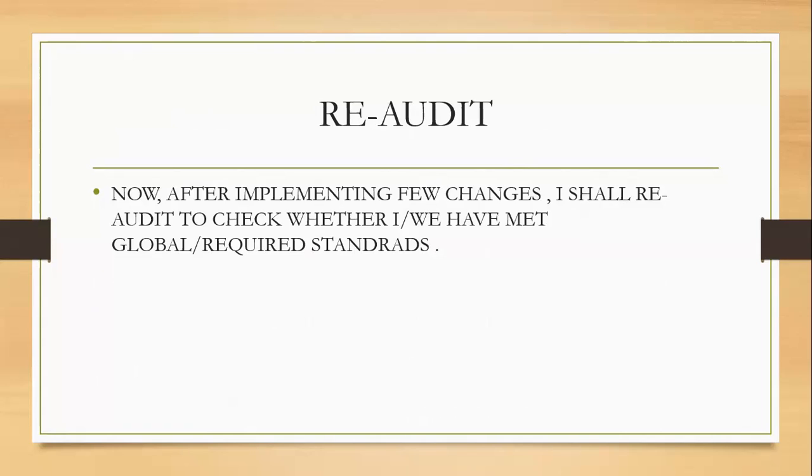Now, after implementing a few changes, I shall re-audit to check whether we have met the global standards or not. So this is how you will end your audit cycle. In the exam, if you tell about the 6 steps of the audit cycle without explaining and incorporating any of your scenarios, then you will gain just 3 marks out of that, which is not a passing mark. However, if you follow all these steps which I have told you, you can easily pass that particular station, or you will be able to do the audit on any specific topic in your residency program.